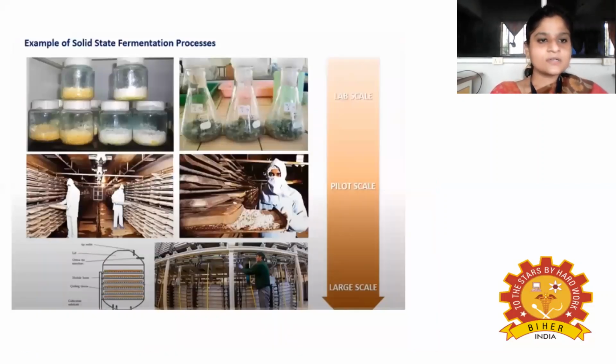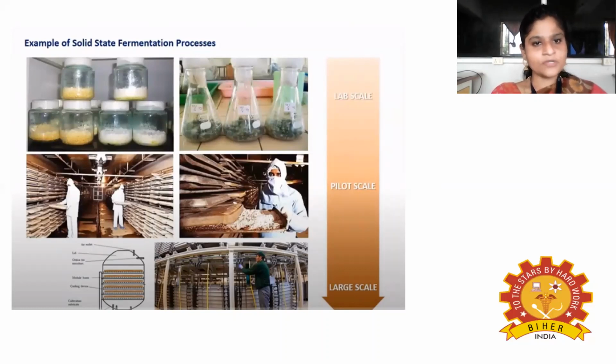Next, you can also see some examples of the solid state fermentation process. You can plan your experiments either in a lab scale or in a pilot scale or in a large scale. It depends upon the application, or upon the process that we have designed here. So if you are going to do it in a lab scale, you can do this solid state fermentation in a conical flask or a closed container like this. I have just given the pictures of the process here.